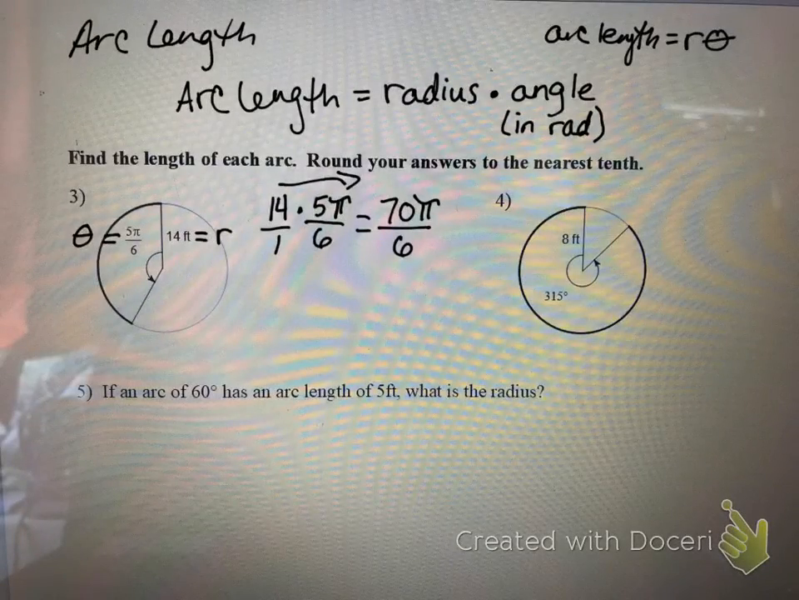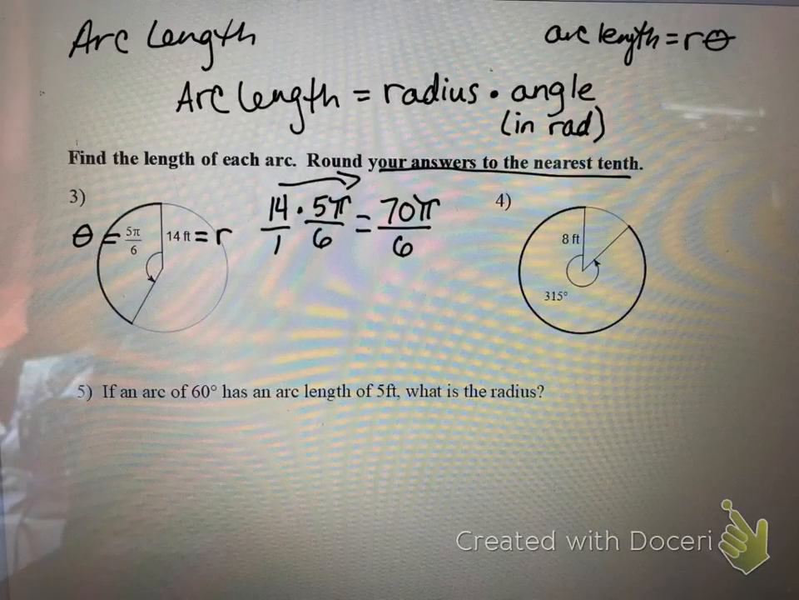We end up with 70 pi over 6. So if your directions said to leave your answer in terms of pi, that would be this. Because our directions tell us to round it to the nearest tenth, that means we want to actually plug in the number for pi.